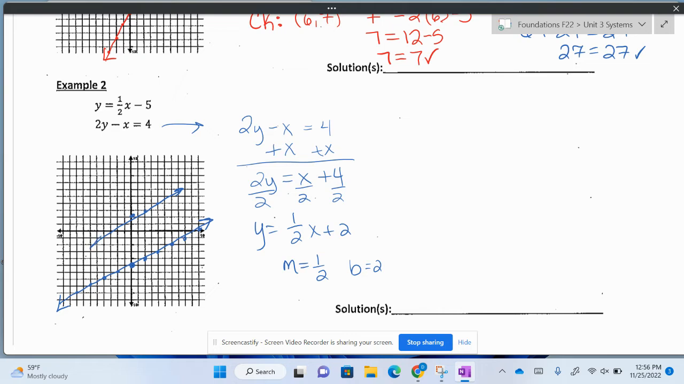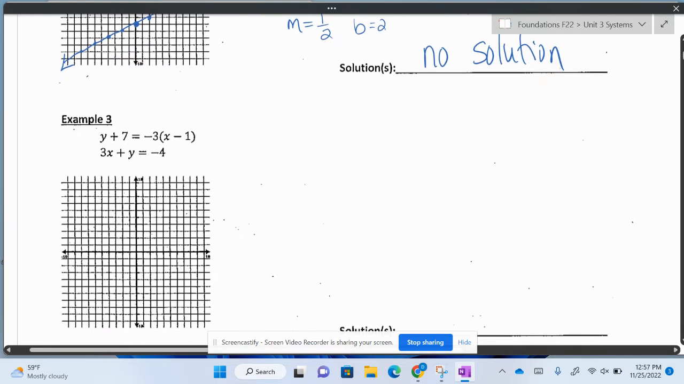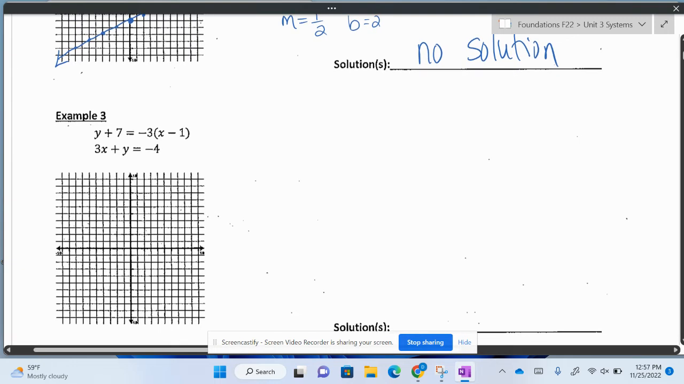Hopefully you see that these equations have the same slope. And we learned that if two lines have the same slope but different y-intercepts, that means that they are parallel, which means they will never intersect, which means you have no solution. All right, let's see. We have one more example for graphing.